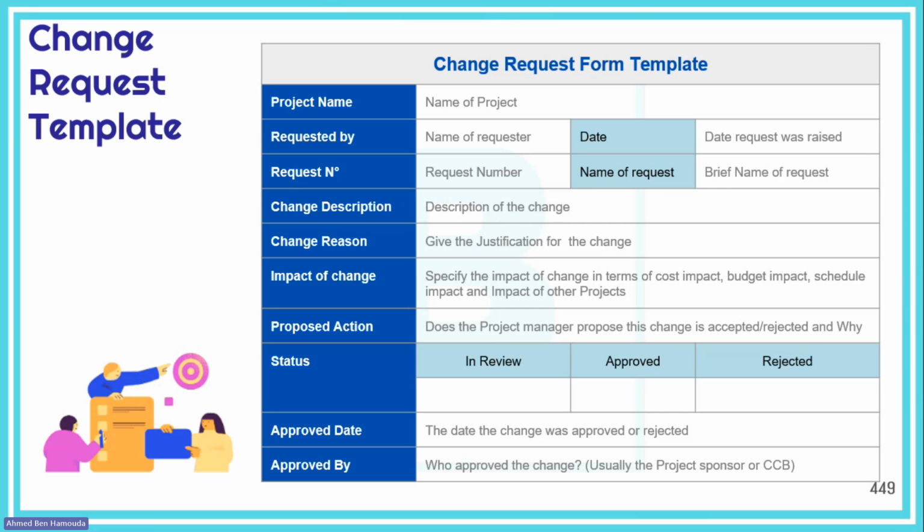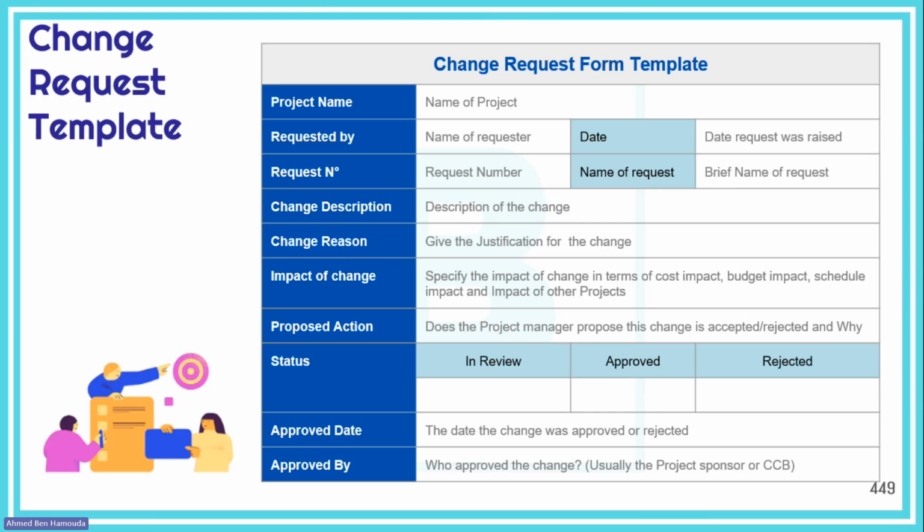I have to raise it to the CCB, especially if we have a recurring meeting with the CCB, for example, once every 15 days. So I have to raise all the change requests, but again, I have to put there what my team thinks about it, including myself. And then, what is the status of the change? Is it in review, approved, or rejected? If it's approved, what was the approved date, and by whom? We will go later through an example of the template filled out. But this is the change request template, which you as a project manager will use in your project.